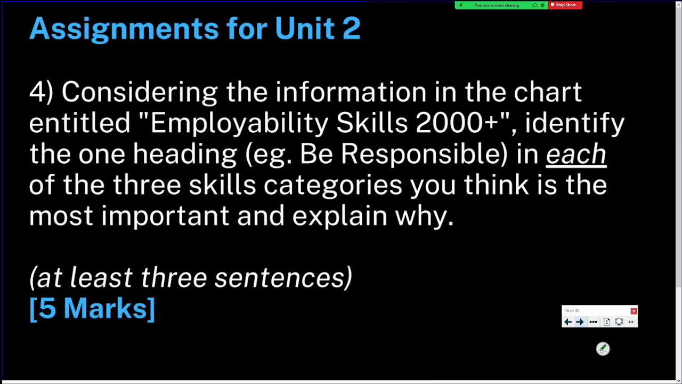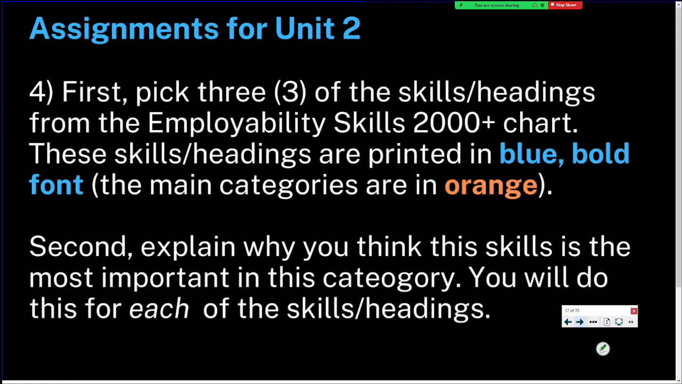So considering the information in the chart, identify the one heading in each of the 3 categories you think is the most important, and explain why. So in at least 3 sentences, worth 5 marks. So let's break that down. So first, you're going to pick 3 of the skill headings from the employability skills chart. The skill headings are printed in blue, bold font, and the main categories are in orange. So I'll put that up on the board.